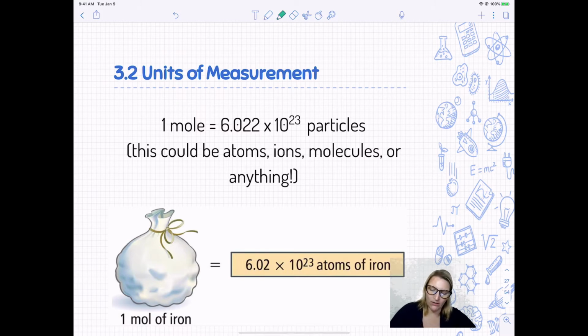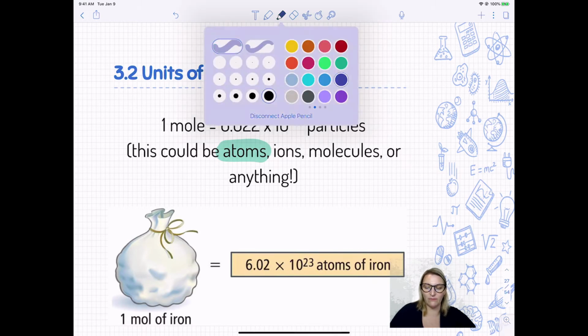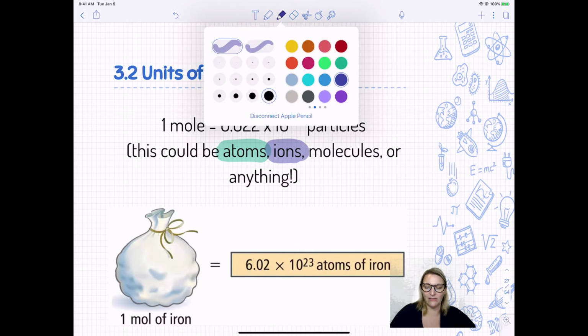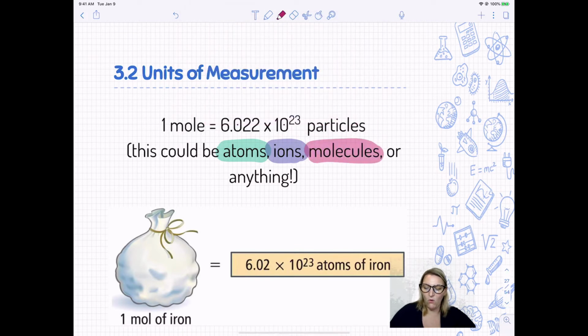And when I mean particles, it could be atoms, if I'm talking about something that exists as atoms, such as lead or neon, any sort of element. It could be an ion, like a calcium ion or an oxygen ion, or a molecule, which could be glucose or even an oxygen molecule, like the ones that we breathe. It could be anything, but this number is really, really big. It is 6.022 times 10 to the positive 23rd. It's called Avogadro's number, and it's giant.